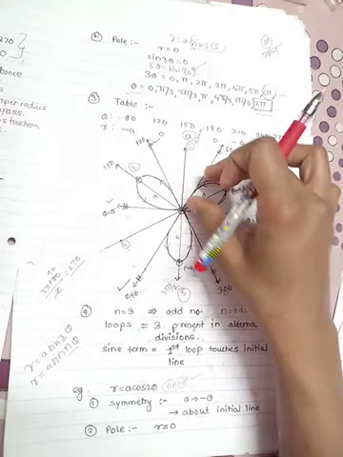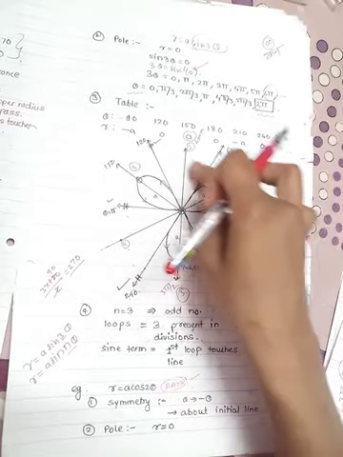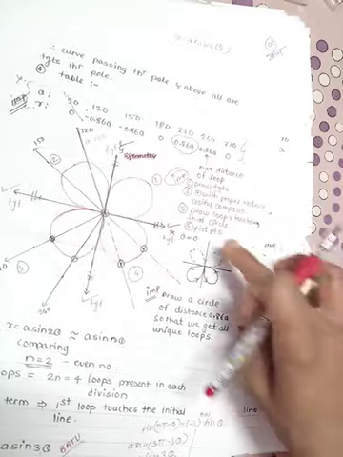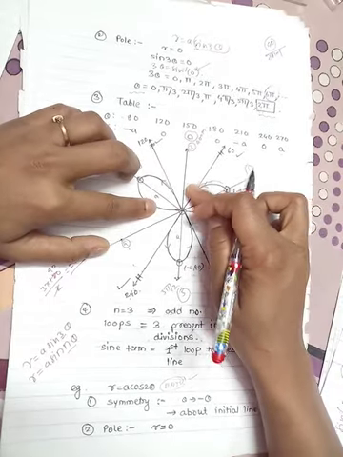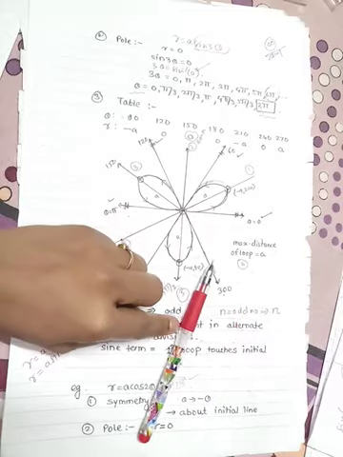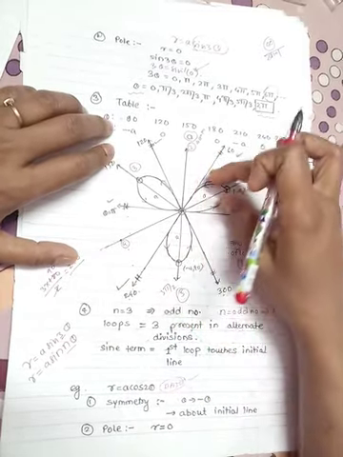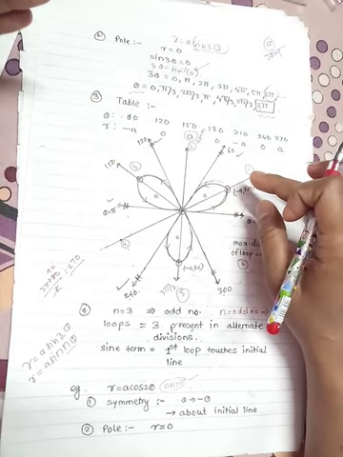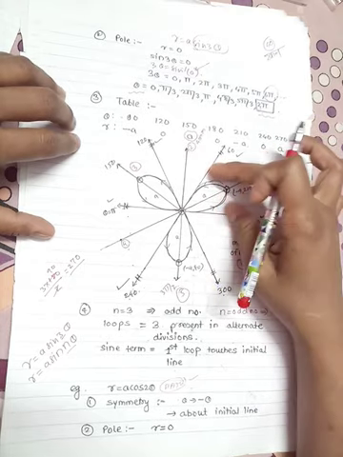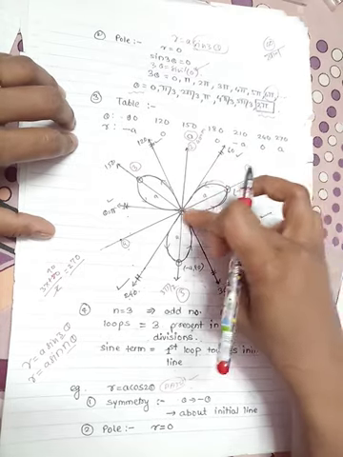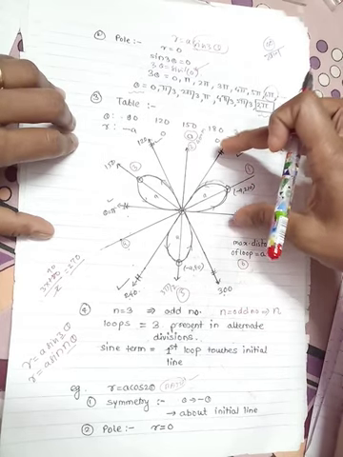Using the compass, draw the circle. You can use the 4 centimeter radius and draw the circle, and then draw the loops. So this is your first loop, and we have to draw the loops in alternate divisions. Alternate means we have to skip: leave the second, draw the loop in the first division. Why do we select the first division? Because that first loop touches the initial line. Hence we have to select the first division.